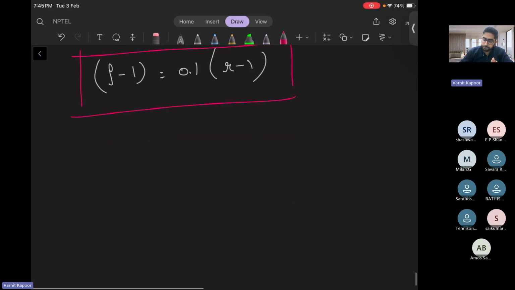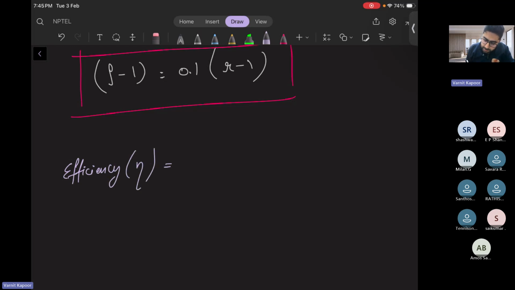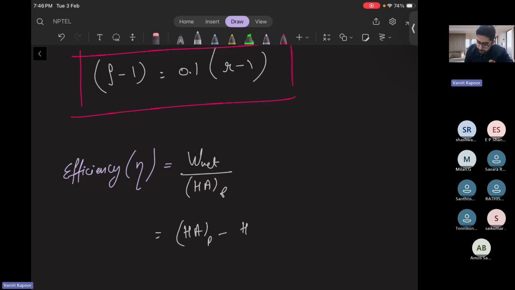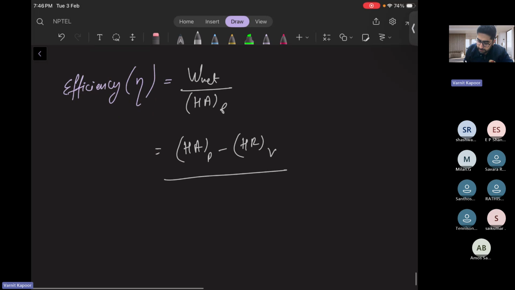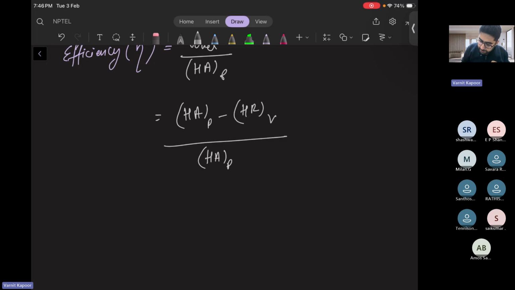Again, efficiency is nothing but net work to that of heat supplied, and this time heat is supplied at constant pressure, not constant volume. So net work is heat addition at constant pressure minus heat rejection at constant volume, to that of heat addition at constant pressure. Okay, so we can write it like this: 1 minus heat rejection at constant volume to that of heat addition at constant pressure. Okay.